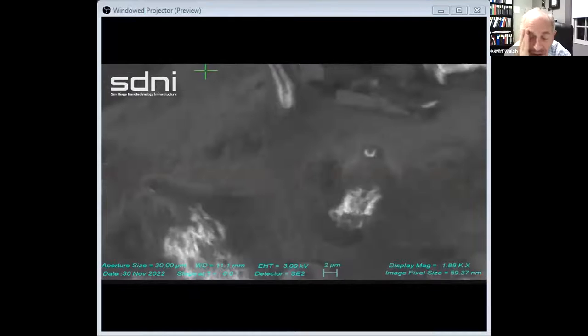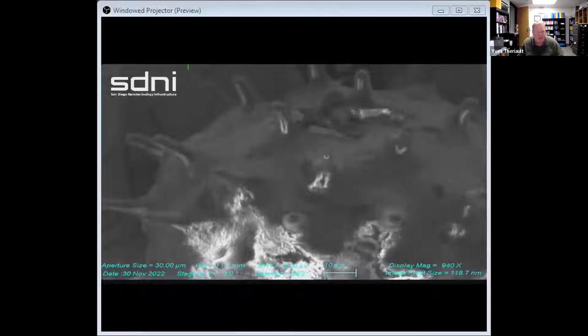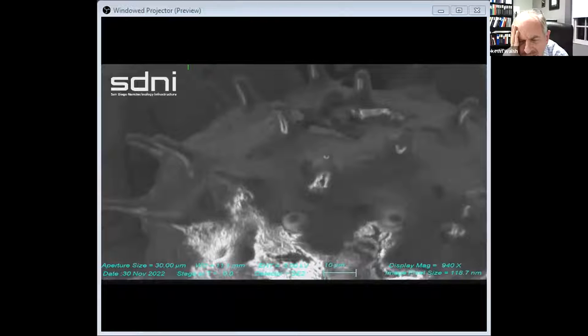So when you move around the sample in X and Y, you're not moving the stage. You're zooming in. When I say X and Y, it's the adjustment of the electron beam. Okay. Okay, I'm going to take a picture of this.